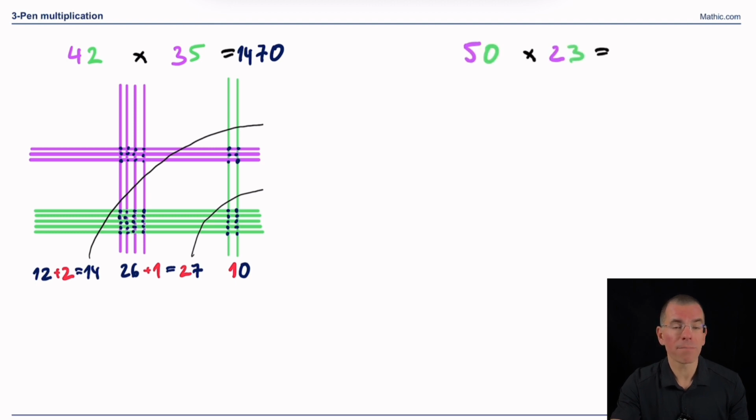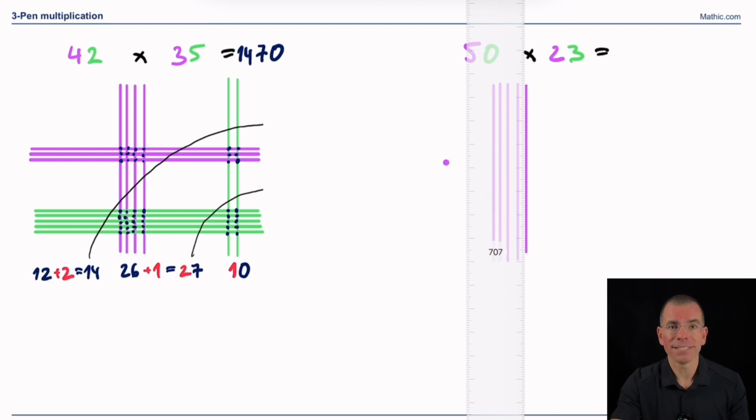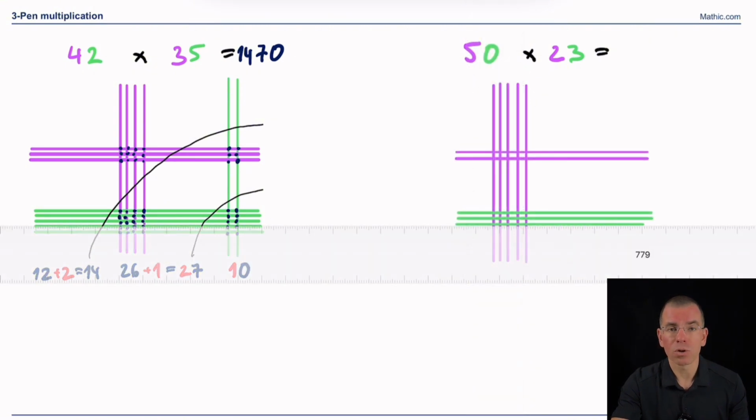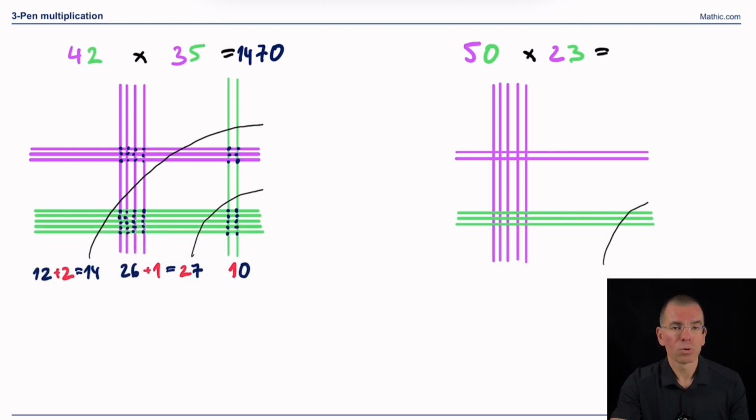What about 50 times 23? We will start drawing number 50. There are 5 pink lines at the position of tens and 0 green lines at the position of ones. So we will not draw any green lines for number 50. Number 23 consists of 2 pink lines at the position of tens and 3 green lines at the position of ones. 2 supporting lines will separate ones, tens, and hundreds.